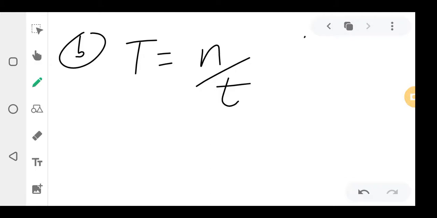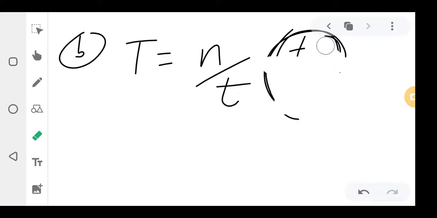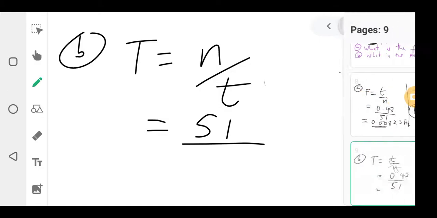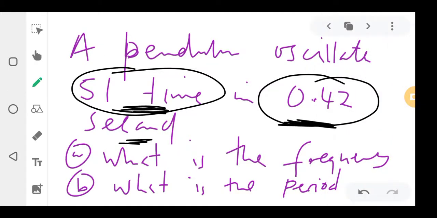I wrote T on top and then N down. And this formula is for frequency. We said for periodic time, N is on top. So you have to be very, very careful, guys. You see, we almost made a mistake. We almost used the formula again for frequency. So what is the number of oscillations? Number of oscillations was 51. Periodic time was what? 0.42. According to the equation, 0.42.